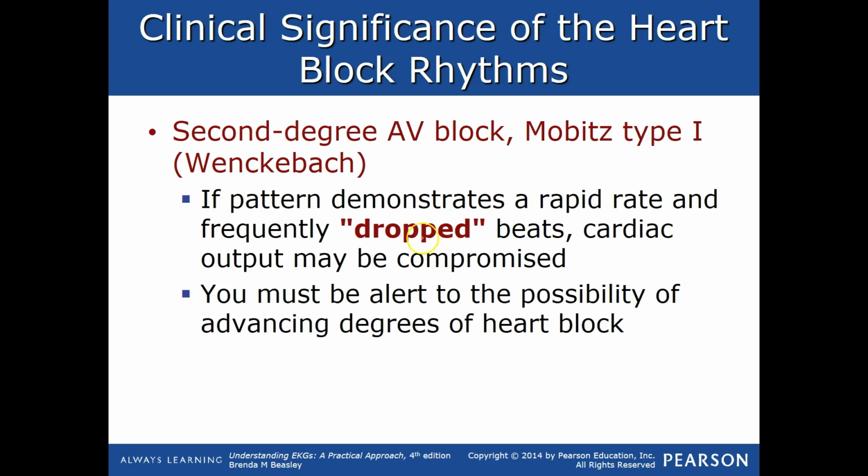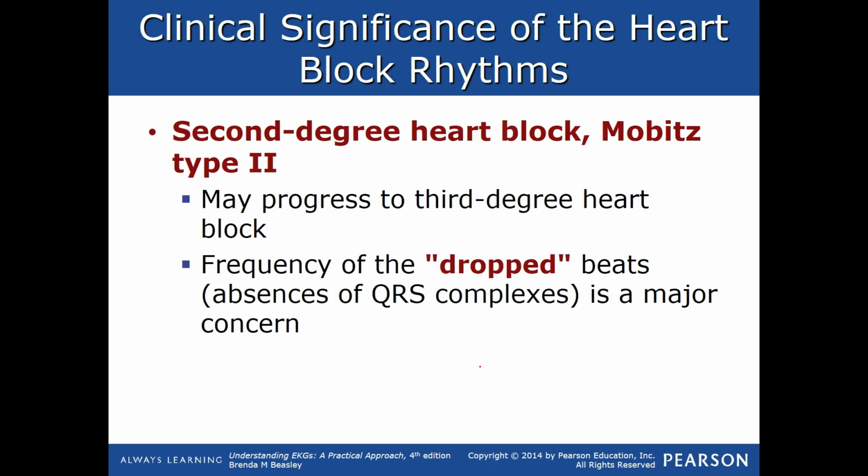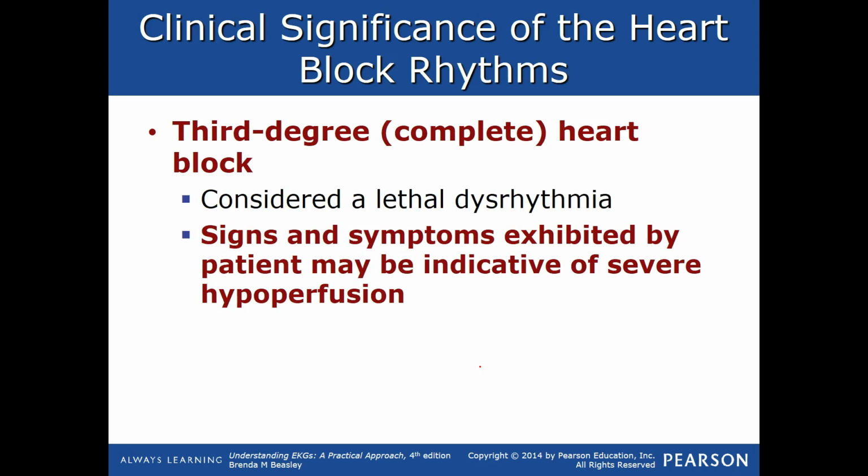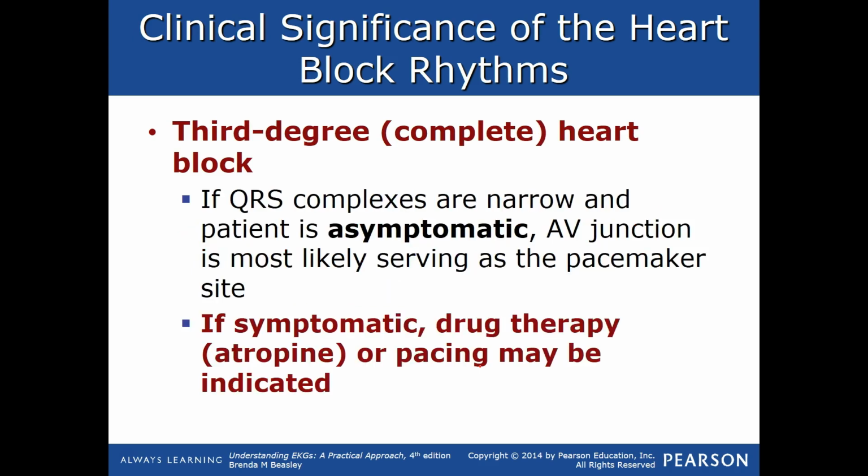And a big key to this is this needs to be a red flag for advancing degrees of heart block. So this can progress to third degree, so frequency of the dropped beats is a major concern when we're talking about type 2. And in third degree, like we said, nobody's talking to each other. So if the QRS complexes are narrow and the patient is asymptomatic, the AV junction is most likely serving as the pacemaker site. At minimum, you'd want to put your patches on them, in my opinion, and be prepared to pace.